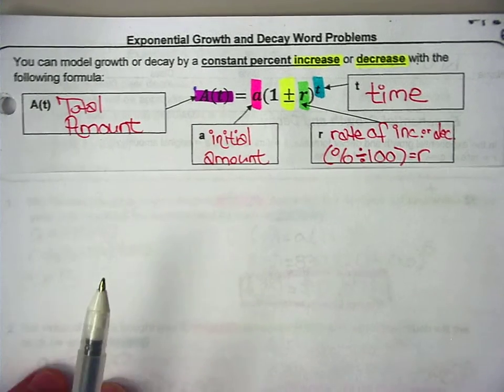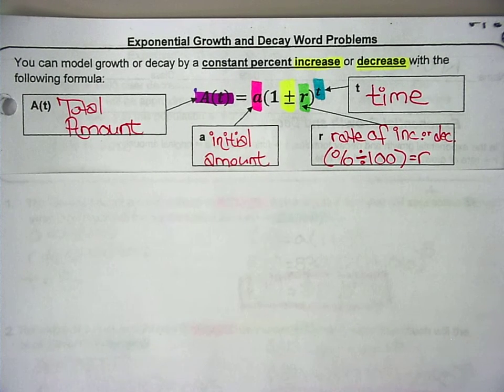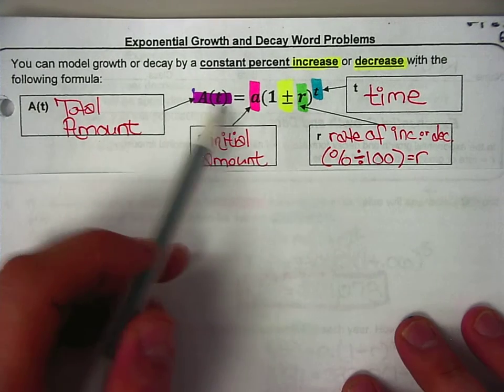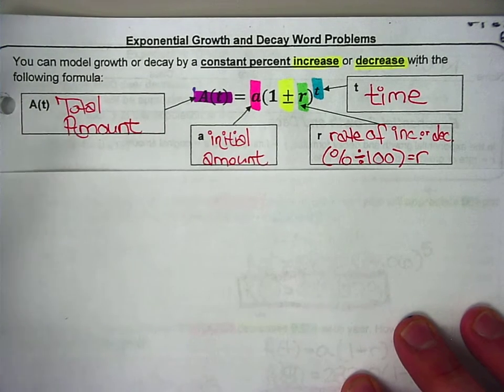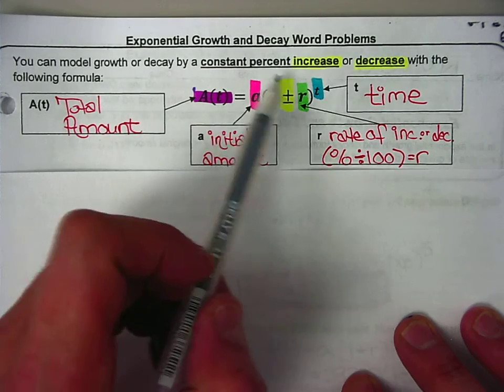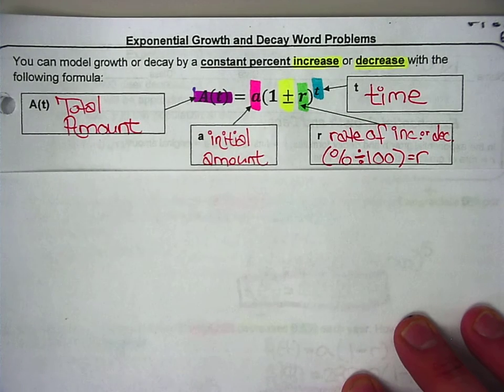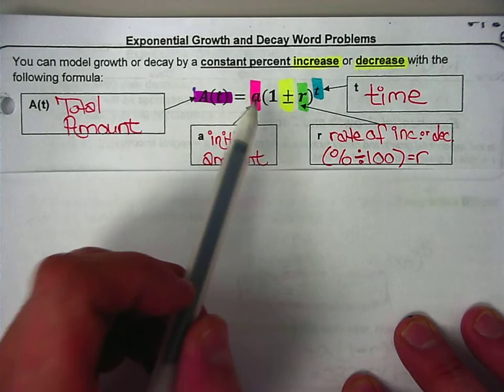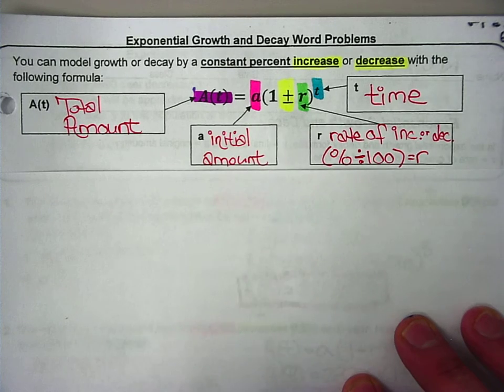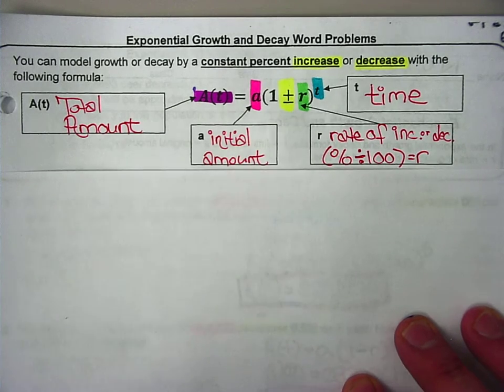I color-coded it because I'm going to show you how each part relates to the word problems when we get to them. So in the very beginning, A of t stands for your total amount. This is how much you end up with after you've increased or decreased based on your scenario in the word problem. Little a stands for the initial amount, how much you had in the very beginning, or when your word problem takes place initially.